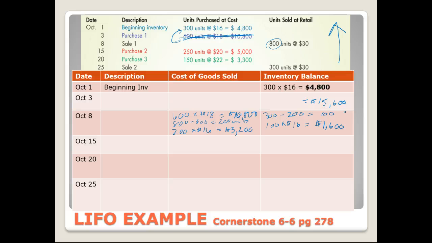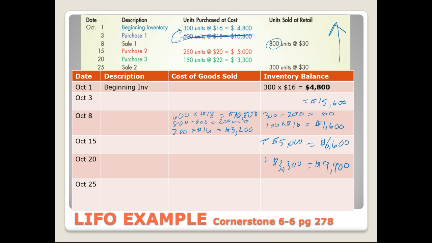Now we don't sell anything on October 15th. We actually buy some more inventory. So we're going to add another $5,000 worth of inventory to the bucket. So we're going to have $6,600. And then on October 20th, we're going to add another $3,300 to our inventory closet. And so now I have $9,900 worth of ending inventory.